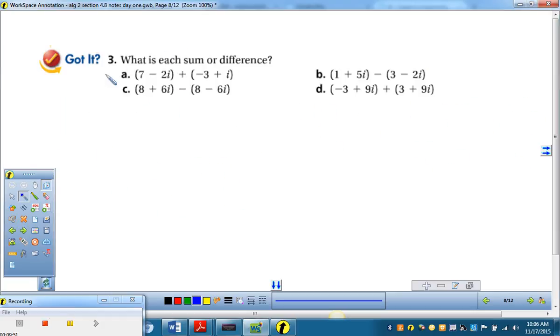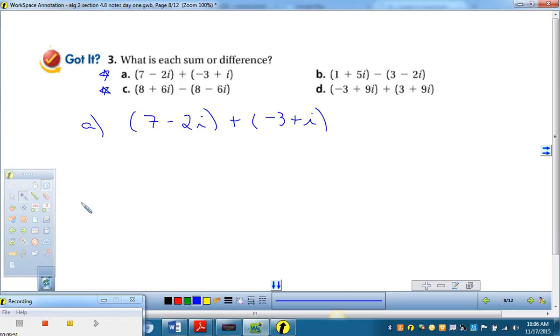So, what I want you to do, you don't have to do all 4. I want you to do A and C. A, if it's too small, is 7 minus 2i plus negative 3 plus i. And B is 8 plus 6i minus 8 minus.